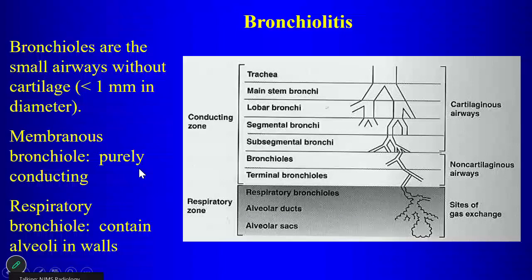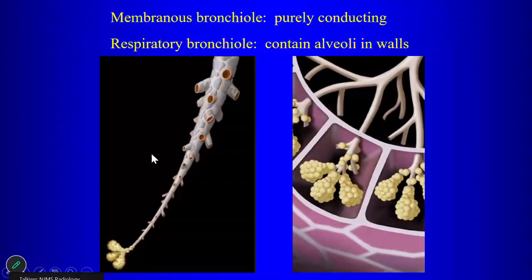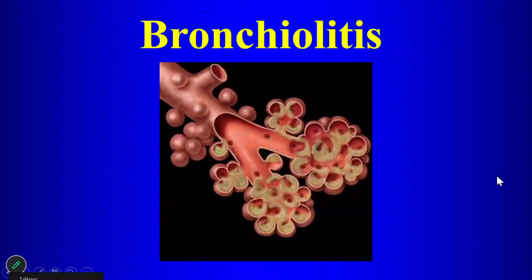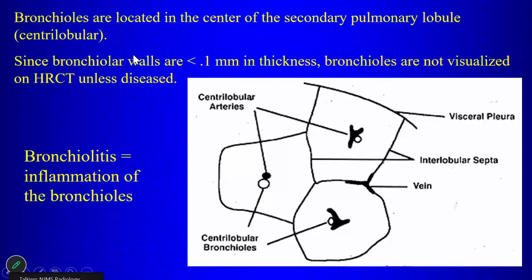So we're talking about disease that affects very small airways here. So the membranous bronchioles, purely conducting, the respiratory bronchioles, they're way down here. These contain alveoli in the wall. So here you're looking at a secondary pulmonary lobule, okay? And so here's a respiratory bronchiole going into it, and then you can see there are alveoli within the walls there until you get to the air sacs there, terminally. So bronchiolitis involves inflammation of these bronchioles, so we'll talk about that.